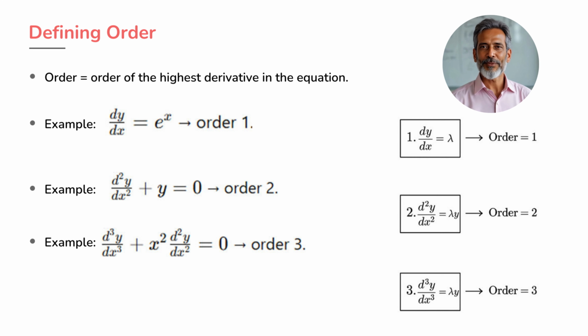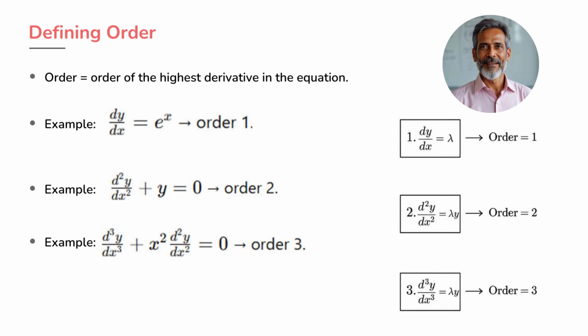Next comes the idea of order. Order means the order of the highest derivative present in the equation. Let's test this with examples. Equation 1. dy by dx equals e raised to the power x. Highest derivative is first order, so order equals 1. Equation 2. d squared y by dx squared plus y equals 0. Highest derivative is second order, so order equals 2. Equation 3. d cubed y by dx cubed plus x squared into d squared y by dx squared equals 0. Highest derivative is third order, so order equals 3.